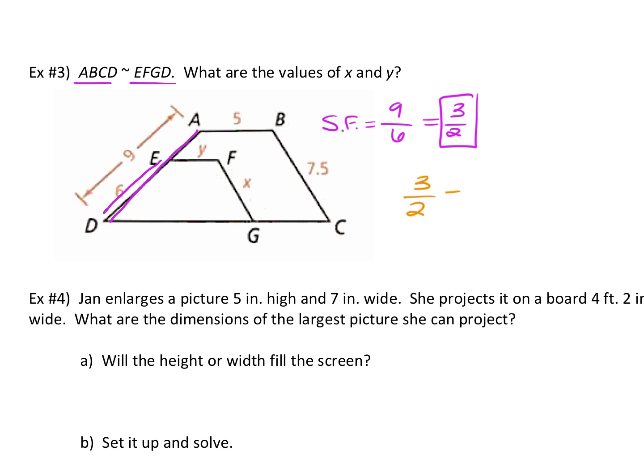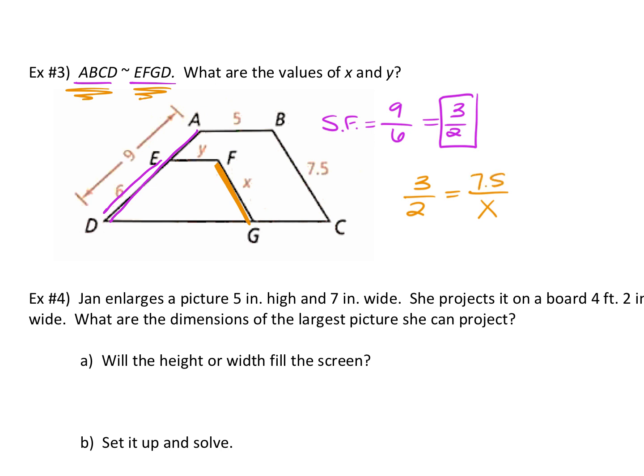So 3 to 2 is our scale factor. If we're going to set up a proportion here and solve for X, where's X going to go? Top or bottom? On the bottom. Because we went bigger to smaller, we need to go bigger to smaller. This is the smaller figure. What's the bigger there that corresponds to it? 7.5. Okay, so here's your proportion.